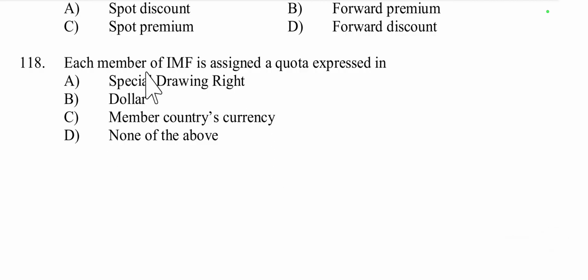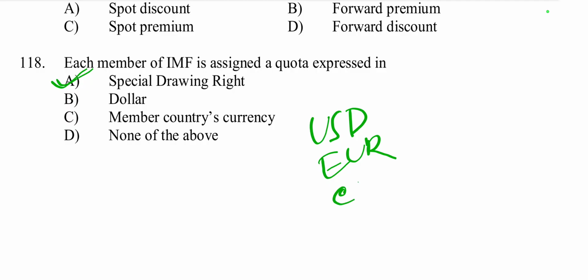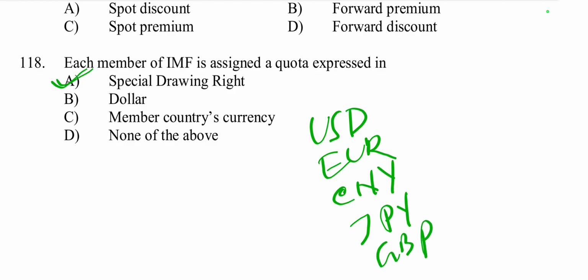Then question number 118. Each member of IMF is assigned a quota expressed in special drawing rights. Yes, this is the right answer, because IMF quotas are expressed in special drawing rights, which is an international reserve asset. The special drawing right's value is based on a basket of major currencies: US dollar, European Euro, CNY meaning Chinese yuan, JPY meaning Japanese yen, then GBP meaning British pound sterling. Each currency in the SDR basket has a specific weight, and the IMF reviews the composition and weightage every 5 years.